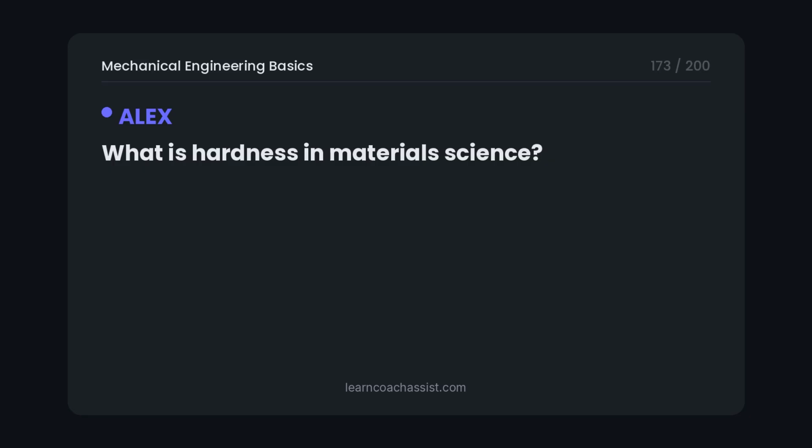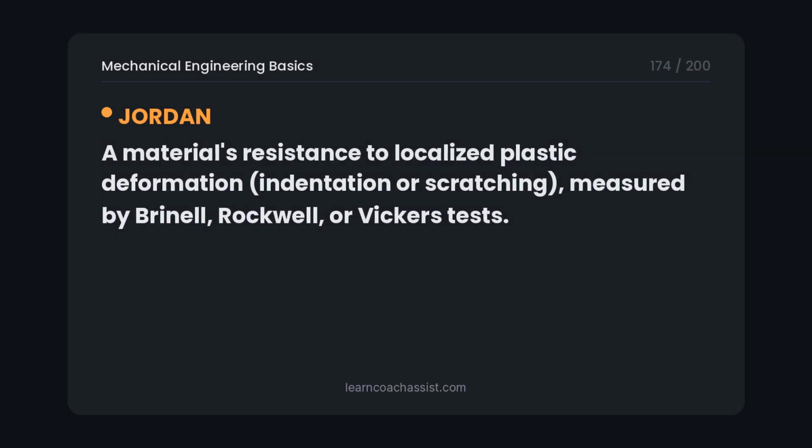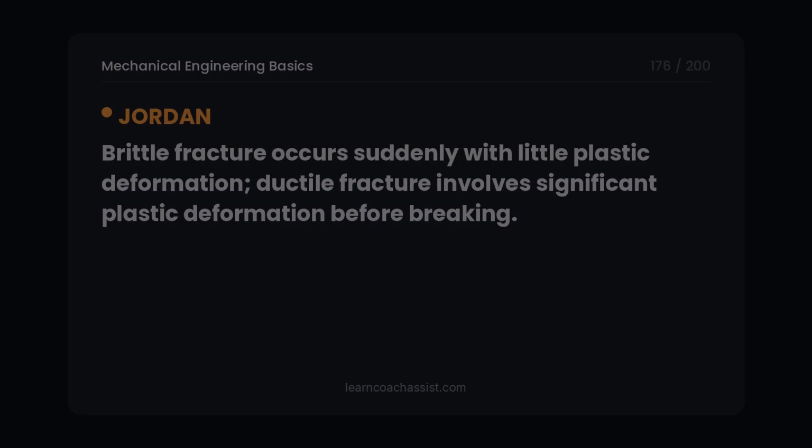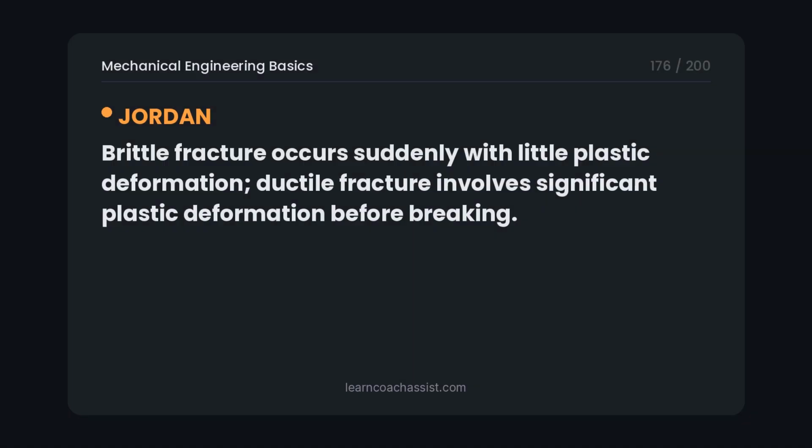What is hardness in materials science? A material's resistance to localized plastic deformation, indentation or scratching, measured by Brinell, Rockwell, or Vickers tests. What is the difference between brittle and ductile fracture? Brittle fracture occurs suddenly with little plastic deformation. Ductile fracture involves significant plastic deformation before breaking.